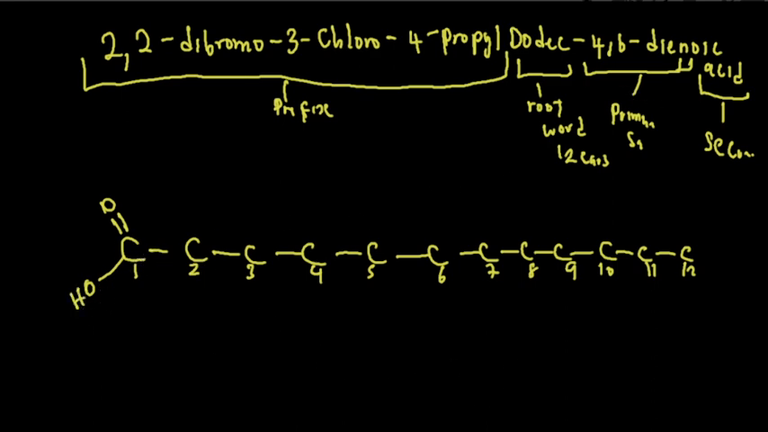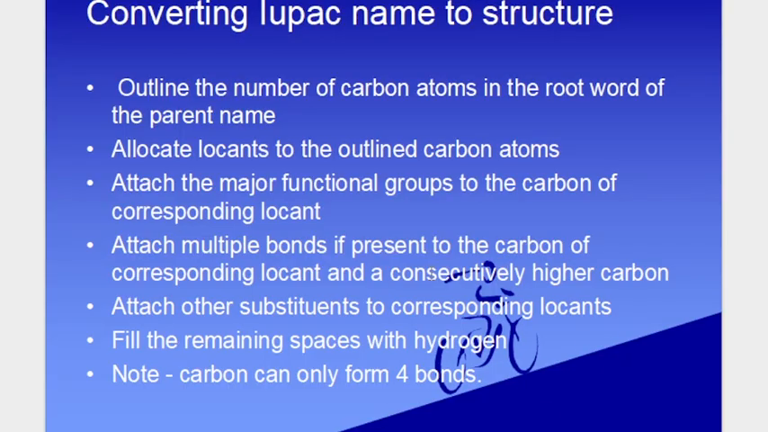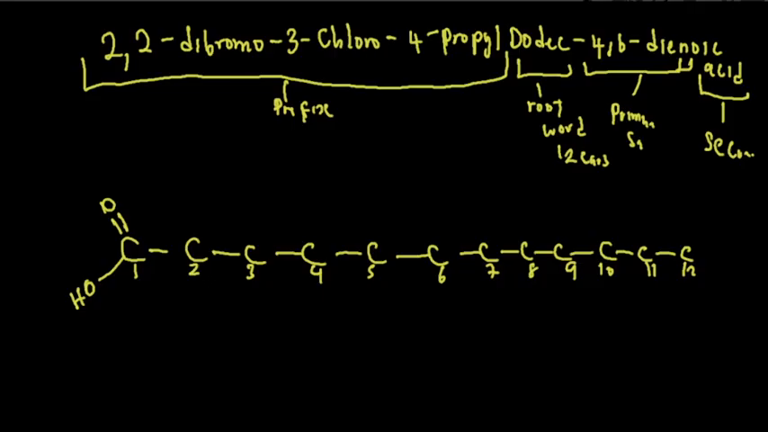Moving ahead, the very next thing we are going to do is attach multiple bonds, if present, to the carbon of the corresponding locants and a consecutively higher carbon. So we are going to check: do we have multiple bonds? If we look at our structure, we do have. That's 4,6-dienoic, so the double bonds are found on number 4 and number 6. When you are putting it, you put it between number 4 and a consecutively higher locant, so that's 4 and 5. Then for 6, it's going to be between 6 and 7. So two double bonds, and that's that basically. We go to the next rule.